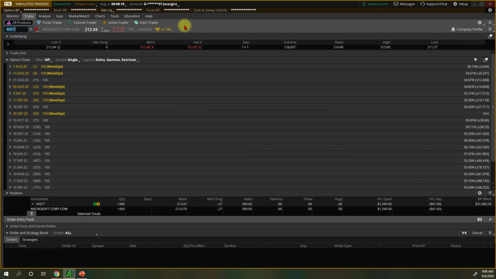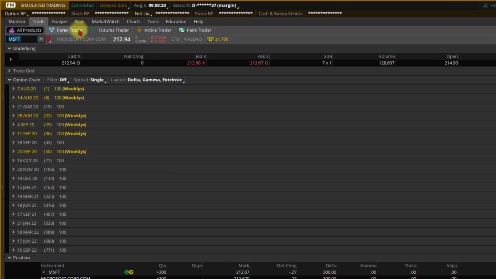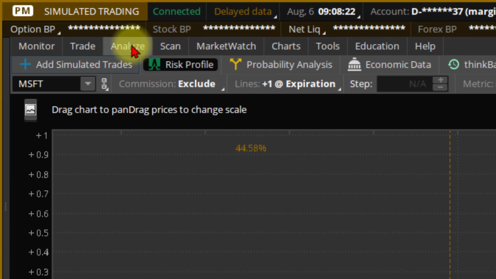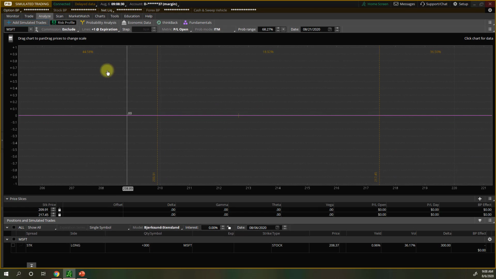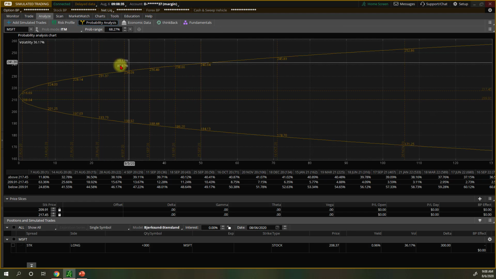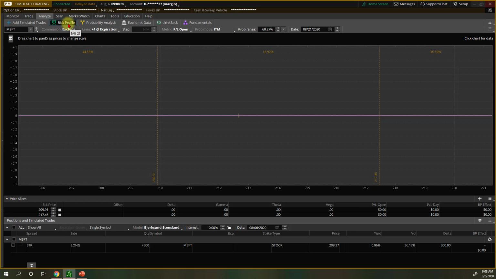So over in Thinkorswim, you can get to the Analyze tab by clicking this one right here. And you've got some sub-tabs here. You can choose a simulated trade. You've got your risk profile, which is the graph that we're on now, and probability analysis, which is a similar tool, but I'm just going to focus on the risk profile.